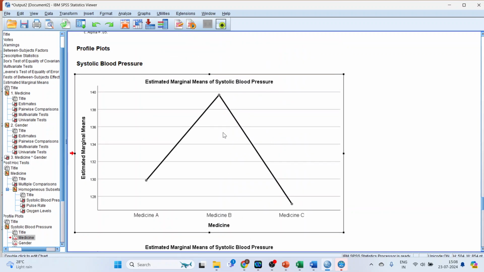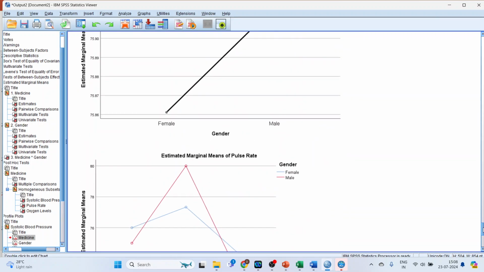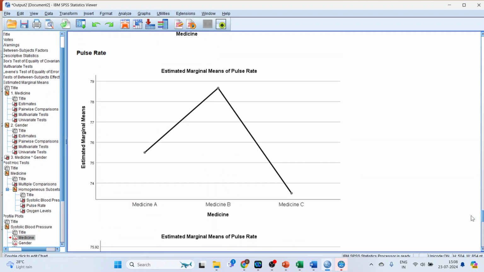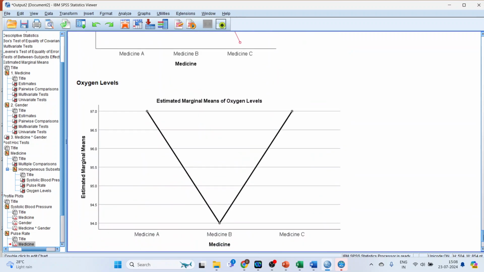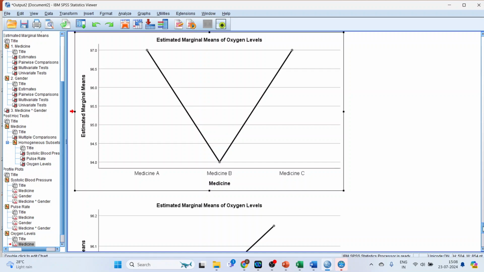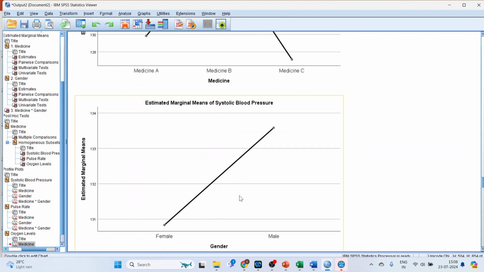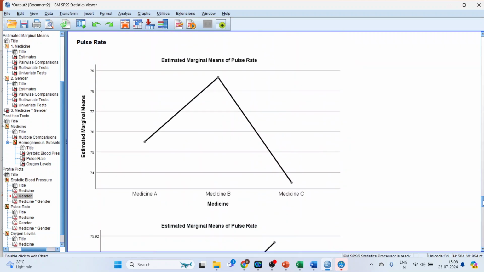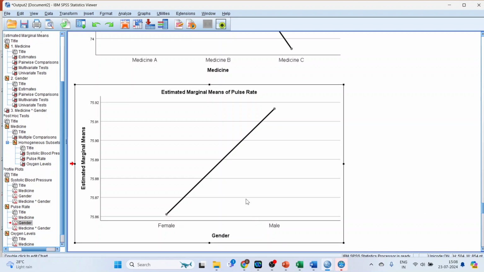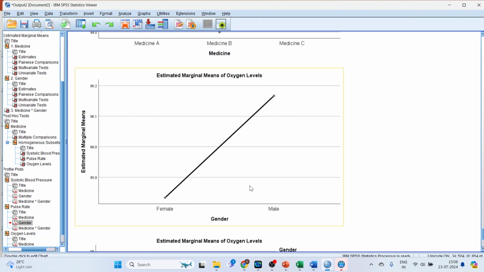So this is for medicine: systolic blood pressure, medicine, then pulse rate, medicine, then oxygen level, medicine. Similarly, you will get it for gender also. Systolic blood pressure according to the gender. Next, you will get pulse rate according to the gender. Here it is. Then oxygen level according to the gender. Here it is.